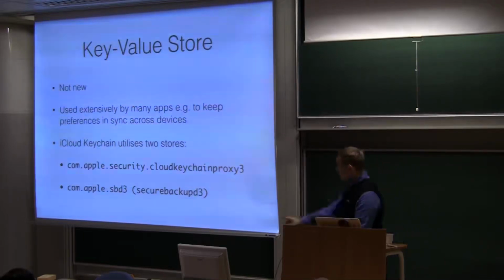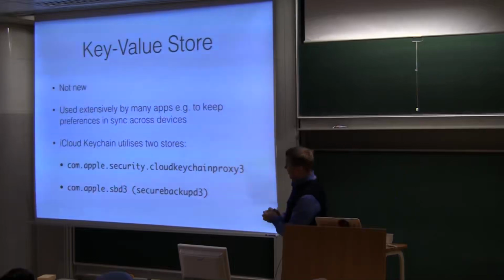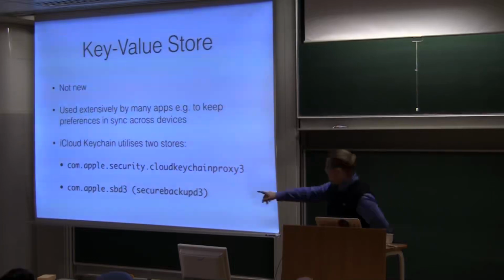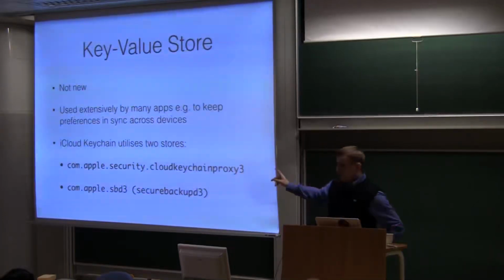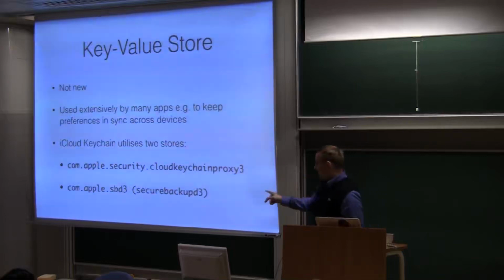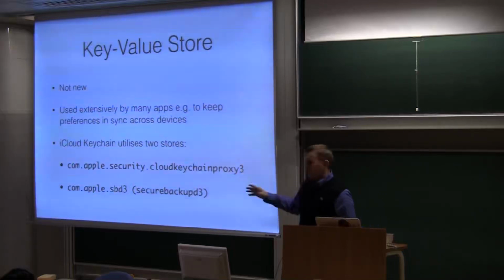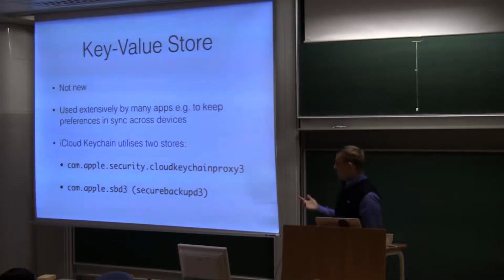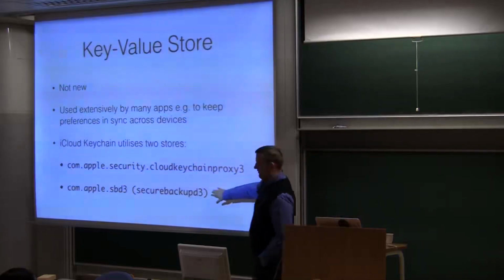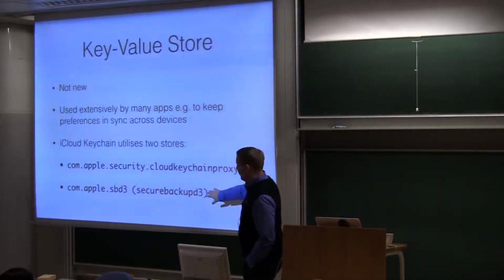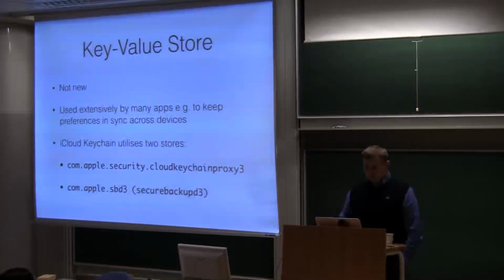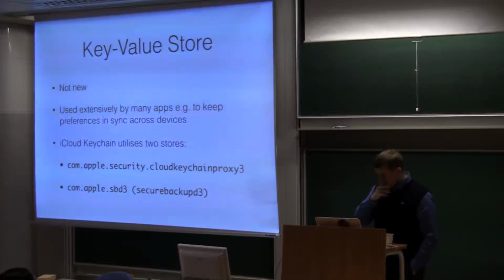But iCloud Keychain uses these two stores. And what is interesting about those stores is that you can see it says Cloud Keychain Proxy 3. And during the iOS 7 beta, it was just Cloud Keychain proxy. So apparently there's been some development and some last-minute changes to the system. Same with the secure backup daemon. So apparently Apple has been changing something. And during the beta, they purged those stores several times for all accounts.